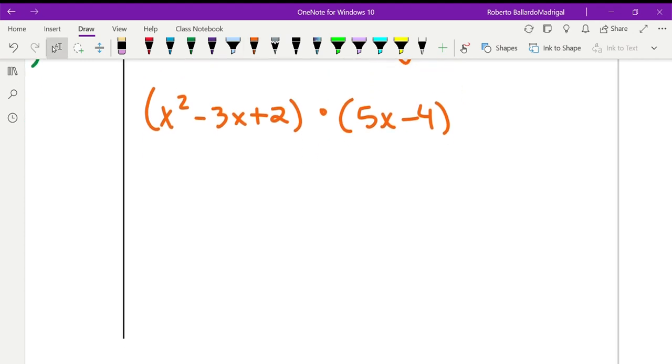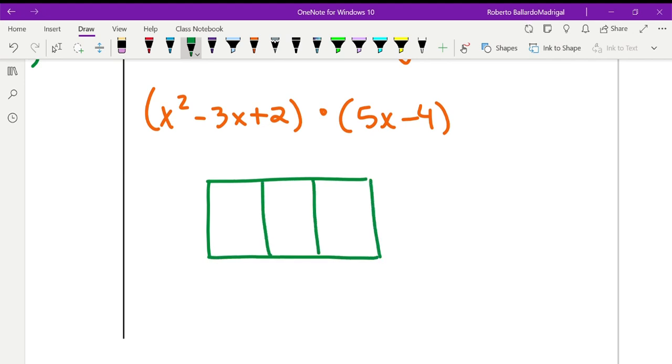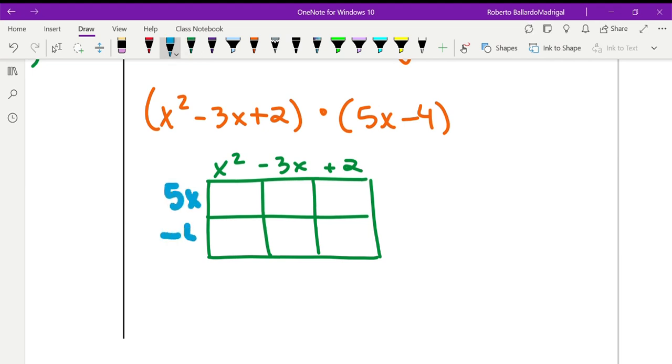Now, because we're multiplying 3 terms by 2 terms, we're going to make an area model that has 3 columns and 2 rows. The 3 columns correspond to f of x, which will be x squared minus 3x plus 2. And the 2 rows will correspond to 5x minus 4.